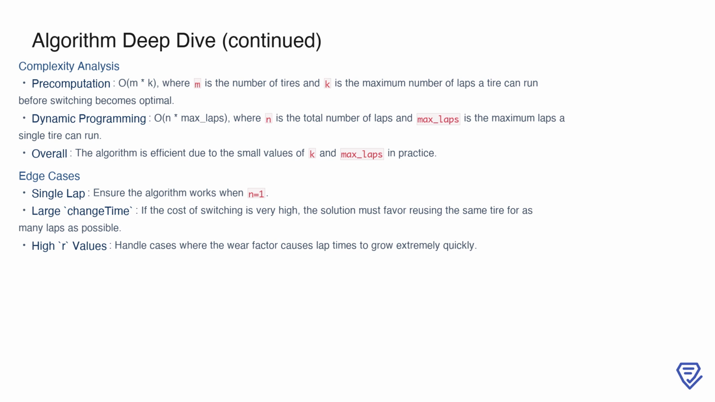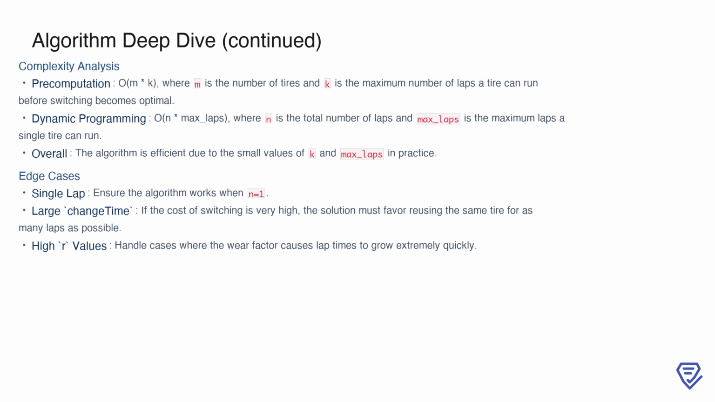Analyzing the complexity of this algorithm, we see that the pre-computation step has a time complexity of O(m*k), where m is the number of tires and k is the maximum number of laps a single tire can run before switching becomes optimal. The dynamic programming step has a time complexity of O(n*max_laps), where n is the total number of laps and max_laps is the maximum laps a single tire can run. Combining these, the overall complexity is manageable due to the small values of k and max_laps in practice.